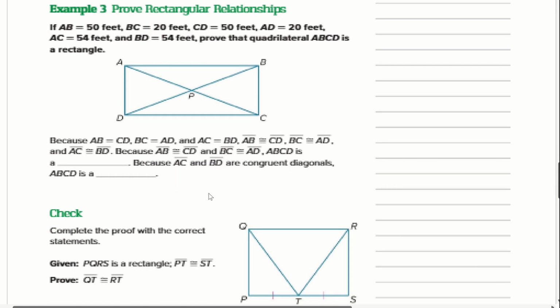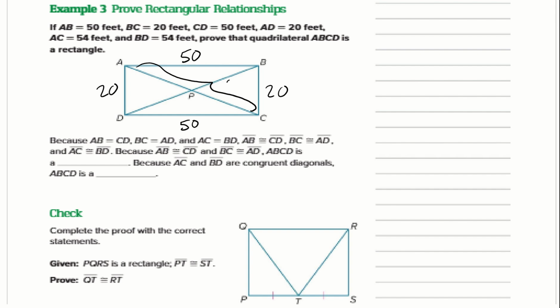Prove rectangular relationships. So it says AB is 50 feet. BC is 20 feet. CD is 50 feet. And AD is 20 feet. They said AC is 54 feet. And BD is 54 feet as well. Prove that it's a rectangle. Well, for us to prove that it's a rectangle, first we have to prove that it's a parallelogram. So we can see here that the opposite sides are congruent, and therefore it must be a parallelogram. Okay, so ABCD is a parallelogram.